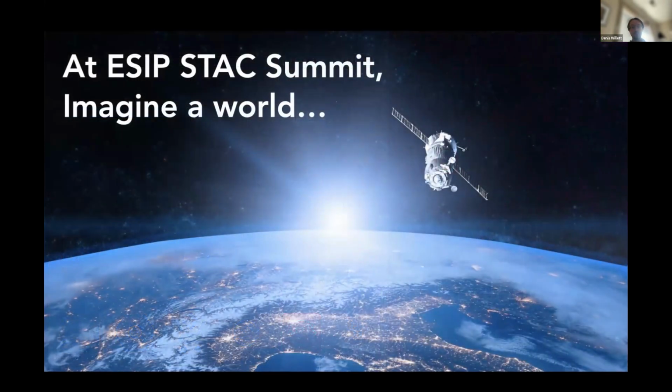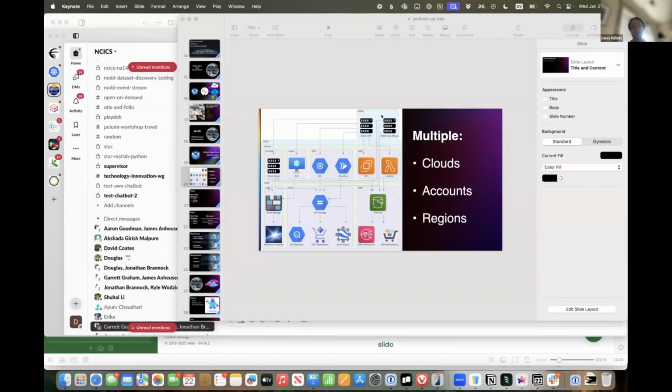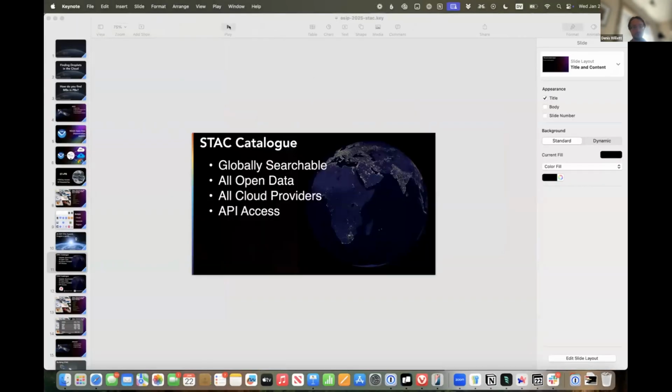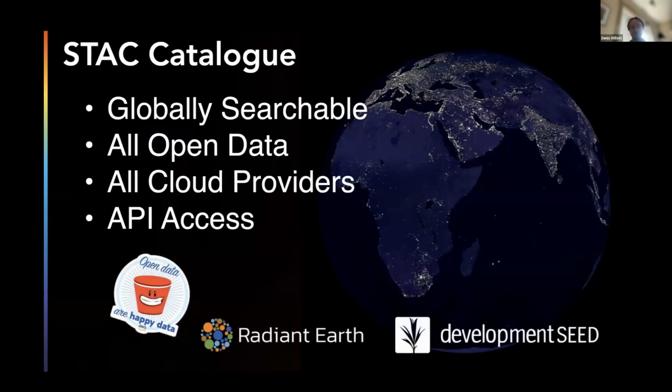At the ESIP STAC Summit in 2024, we were asked to imagine a world where finding this data is easy, fast, and seamless. We started talking about this SuperSTAC catalog, which is globally searchable, where we have the open data in this one environment that supports open data. It's across all cloud providers, and it has API access so people can actually find the data that they need, find the droplets in the cloud.